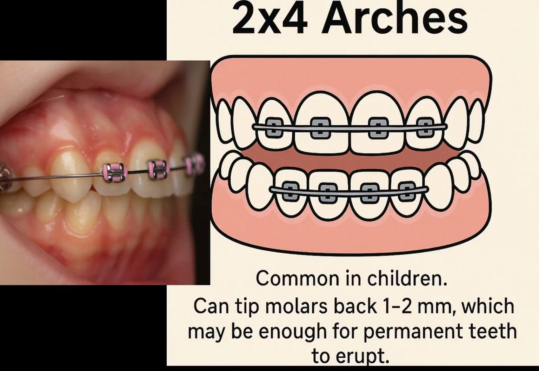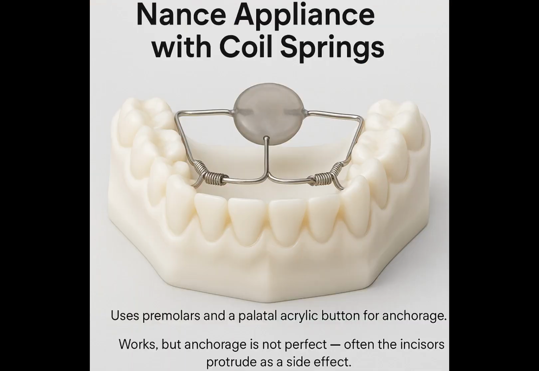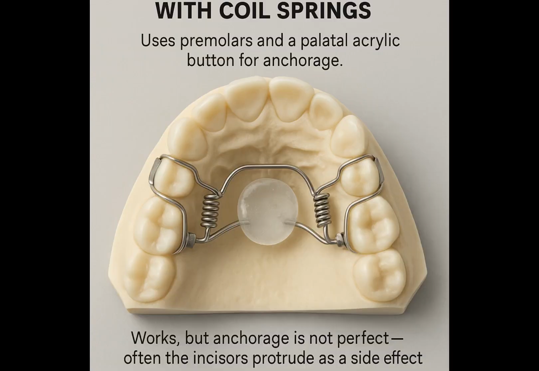3. 2x4 arches. Common in children. Can tip molars back 1 to 2 millimeters, which may be enough for permanent teeth to erupt. The drawback? It's unstable and relapse is common. 4. Nance appliance with coil springs. Uses premolars and a palatal acrylic button for anchorage. Works, but anchorage is not perfect. Often the incisors protrude as a side effect.